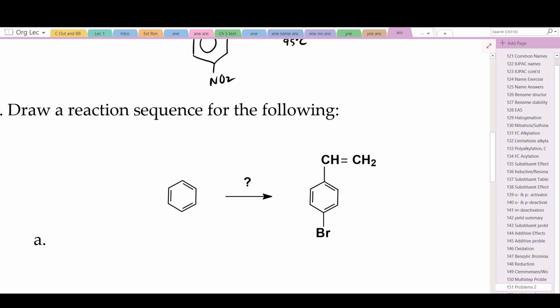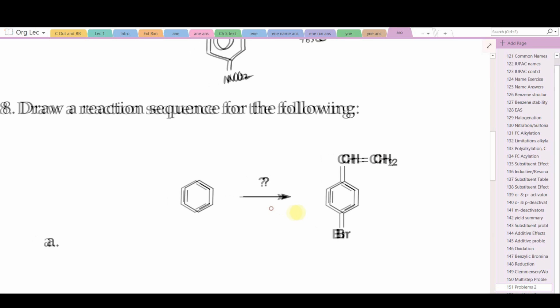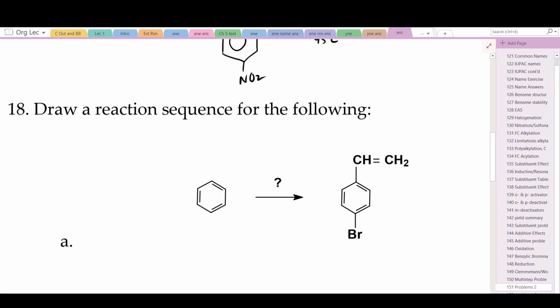Now, do you recall that you cannot alkylate with an aryl chloride, nor can you alkylate with a vinyl chloride? So we can't directly add vinyl chloride to this. We can't directly add a vinyl group. We'll have to add the 2 carbons and then convert it later. So let's start with the alkyl group first. We'll put 2 carbons on it.